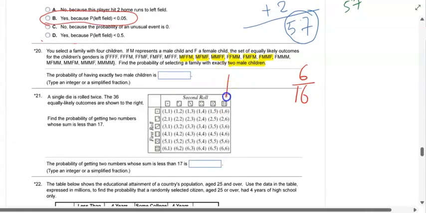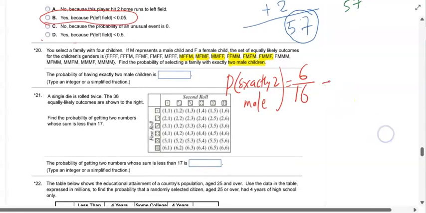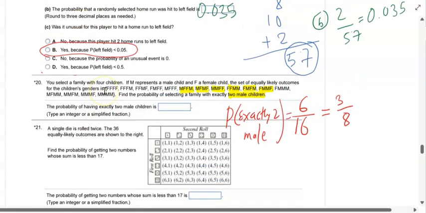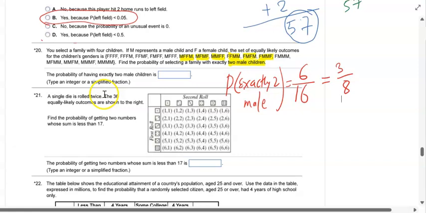Therefore, the probability of exactly 2 male is 6 over 16. If you reduce that, it is 3 over 8. Notice that here the answer must be an integer or simplified fraction. Unlike the previous question, we don't use a decimal. It doesn't say rounded to certain decimal places. It says type an integer or simplified fraction. Therefore, the simplified fraction must be 3 over 8.